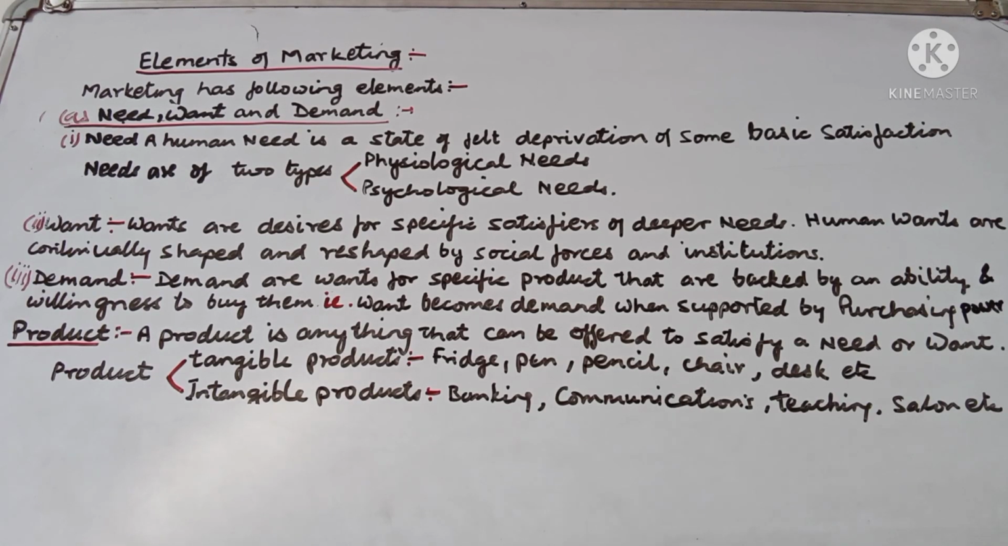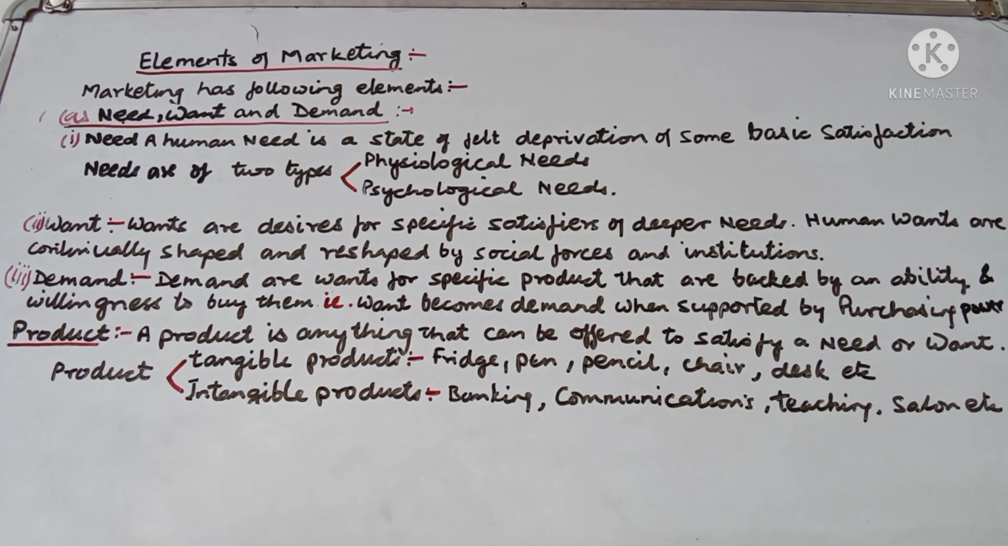Now, to satisfy this need, we have got various options. For example, we have got water, juices, squashes, lassi, and drinks. So many types of drinks are there by which we can satisfy our basic need, that is thirst. So wants are the desires for specific satisfiers of deeper needs.